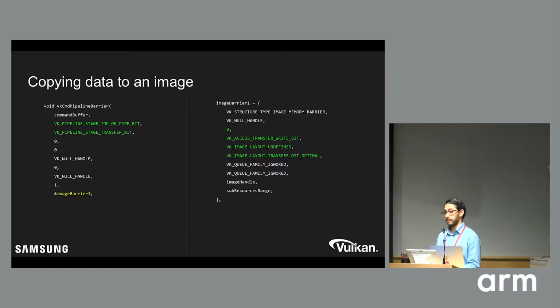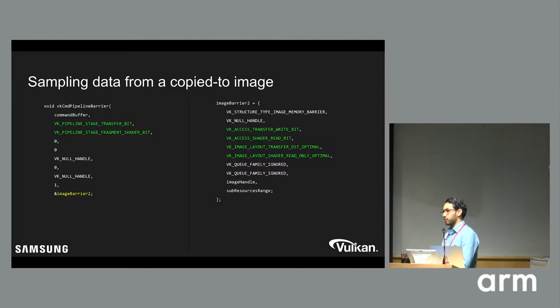We also have to make sure that the access we're specifying matches the stages. That's specified in the Vulkan spec: you can only use specific accesses based on the source stage mask that's been specified. The other thing is image layouts. Undefined basically means that when you're transitioning from that layout to another one, you're telling the driver or implementation that you can discard the data. So we're transitioning to transfer destination optimal, which is the layout you need when you're copying data to an image.